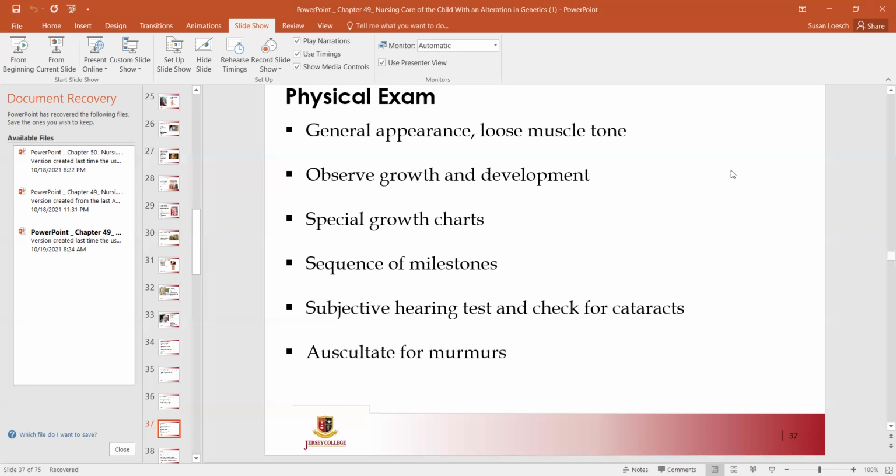Also monitor the respiratory and cardiac status. Listen for murmurs and changes in the lungs, which can indicate congenital heart disease. Look for chronic or recurrent respiratory infections such as pneumonia and ear infections.